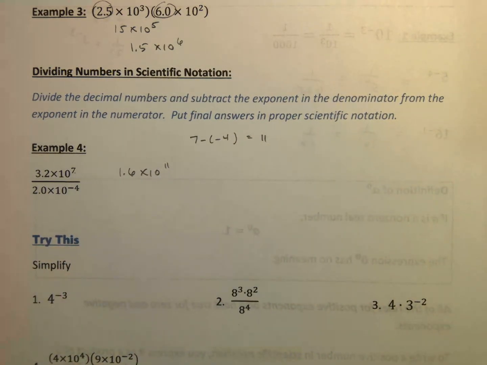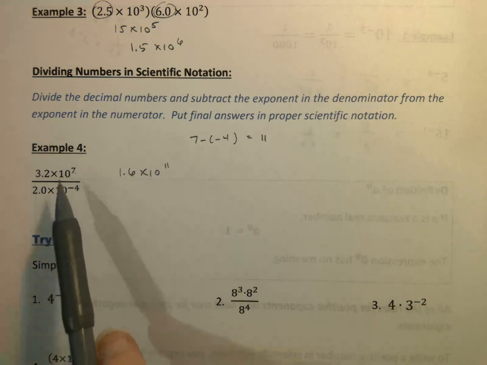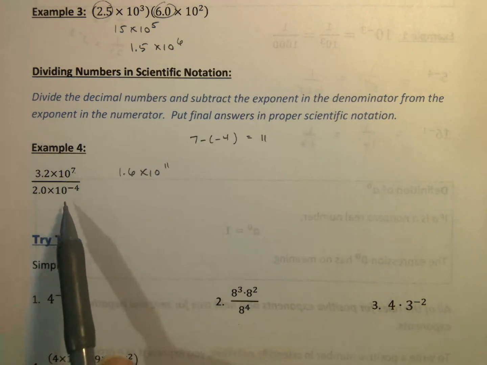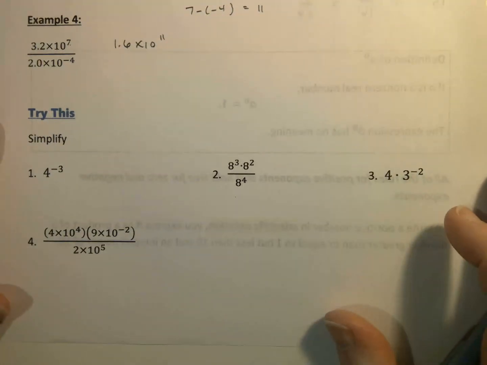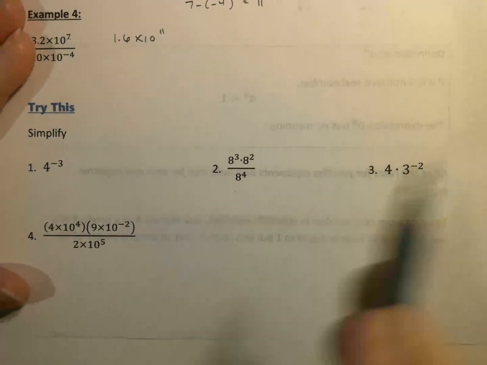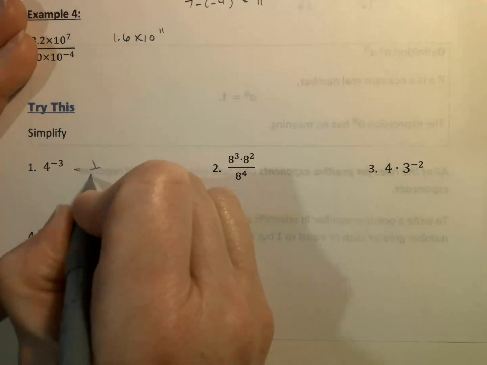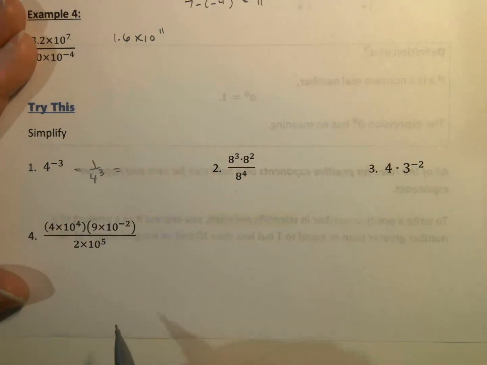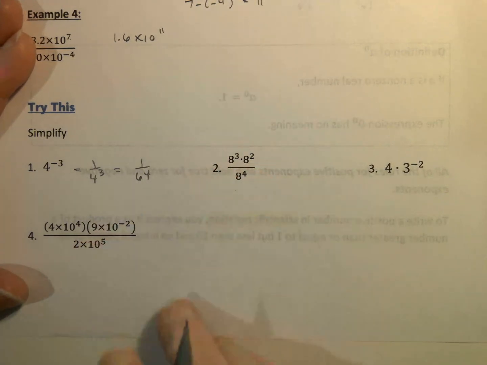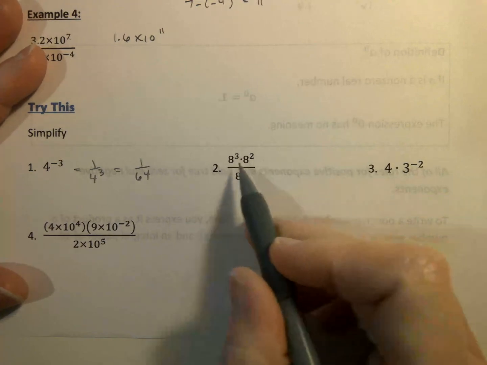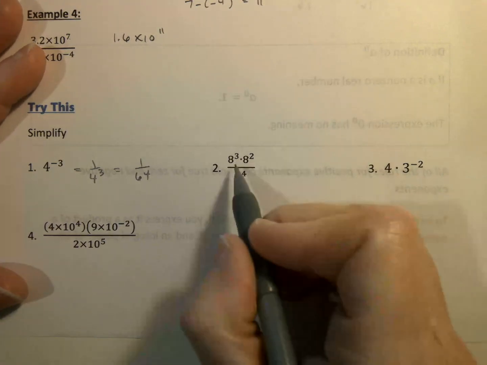Okay, because you're dividing by a very small number, you're taking a big number and dividing it by a very small number, which is going to give you an even bigger number. All right, so let's try this. Simplify. This is the same as 1 over 4 to the positive 3, and 4 to the 3rd power is 4 times 4 is 16, times 4 is 64. So 1 over 64.